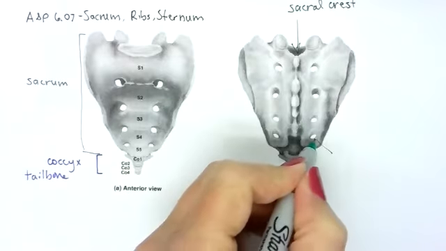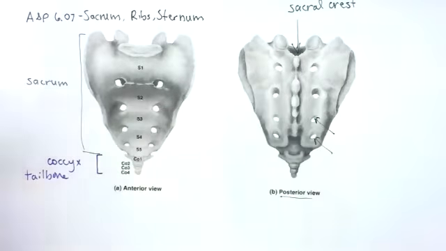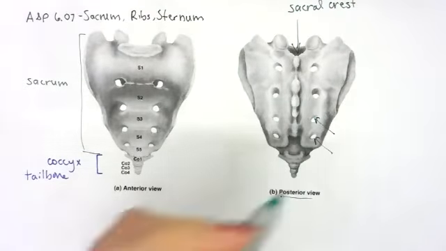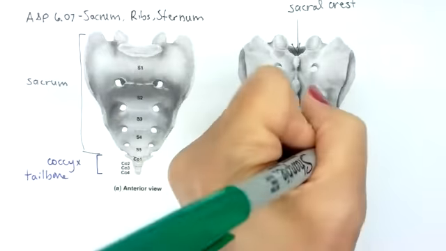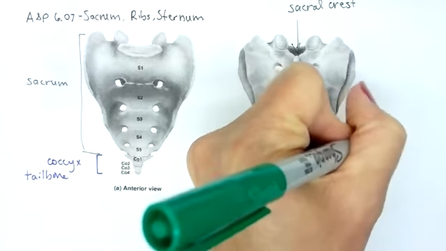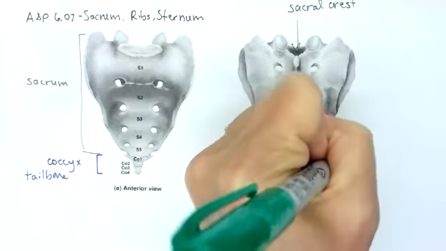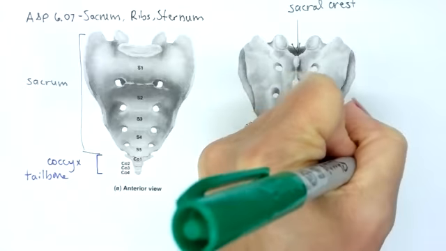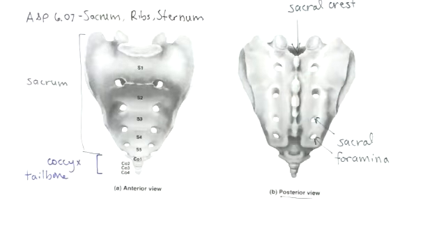The holes here to the side that we have nerve bundles passing out of, so I have 4 on this side and 4 on this side, are called the sacral foramina. Anytime you have -ina at the ending of something, it means little. So these are like small foramen.